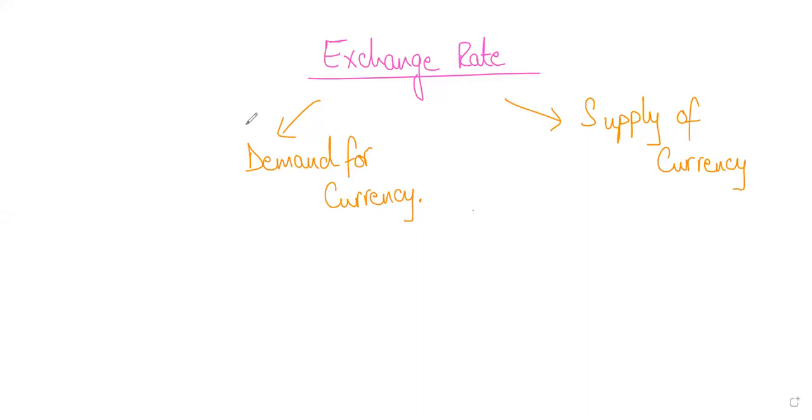Okay, now demand for currency. Think about this. When foreigners are coming to visit Pakistan, do they need rupees? Every time you visit the UK, or any other country in the world, don't you demand their currency? You do, because the hotels, the restaurants and the shops over there will charge you in the local currency. So if tourists are coming to your country, they will demand your currency.